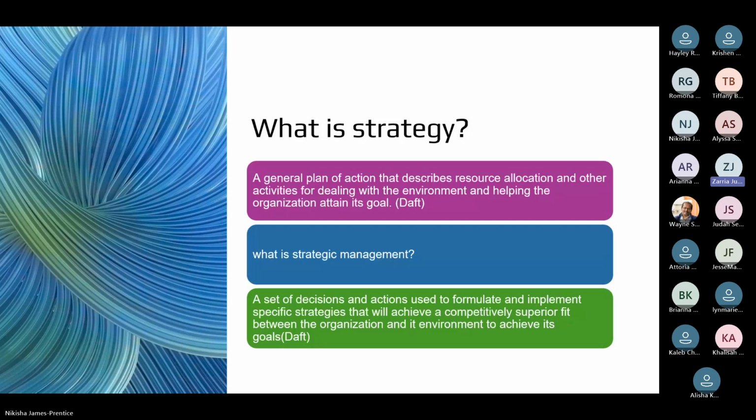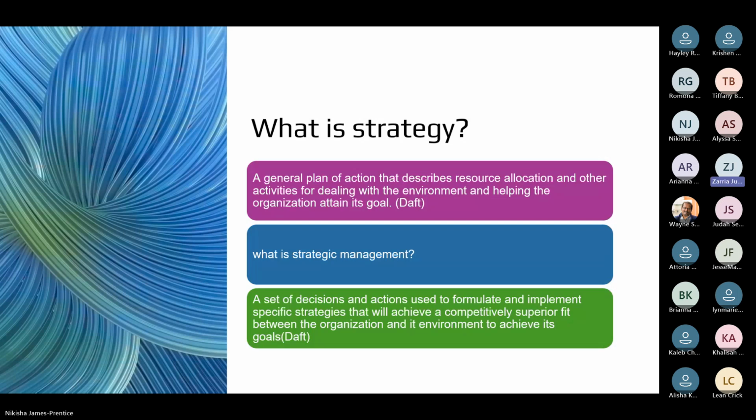What is strategy? According to Daft, strategy is a general plan of action that describes resource allocation and other activities for dealing with the environment and helping the organization attain its goals. But it's also about deciding what you want to achieve and how you will use your resources, such as time, money, people, and other resources, to get them more effectively.